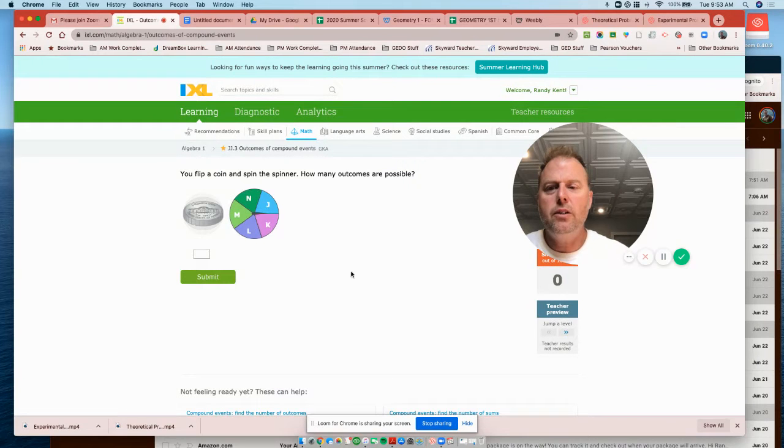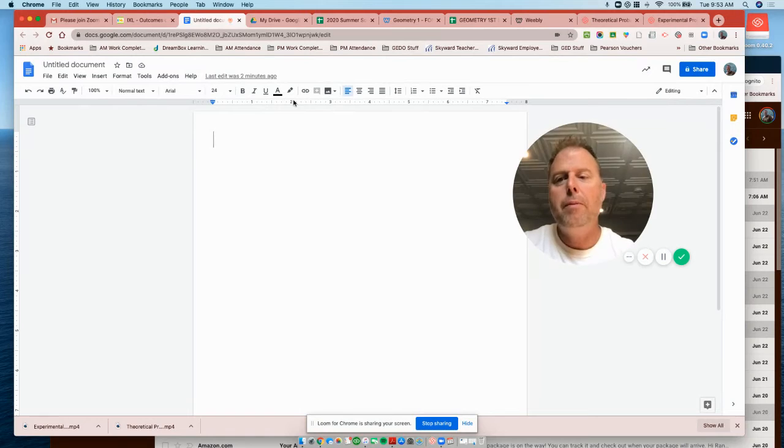So let's take a look here. Flipping a coin and spinning a spinner. You see with the coin that we have the possibility of two events. We have a head or a tail. With this spinner, we have 5 different events. We have J, K, L, M, N. So if I go over here, what are my possibilities if I flip a coin and spin that spinner?